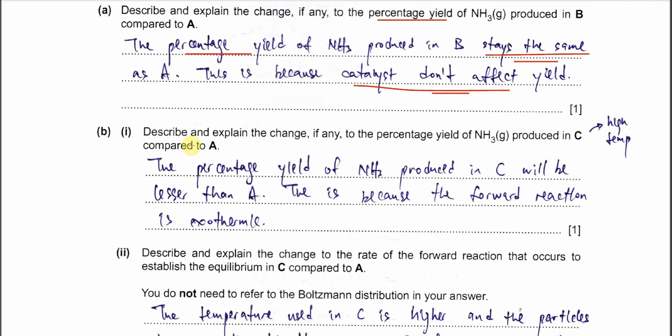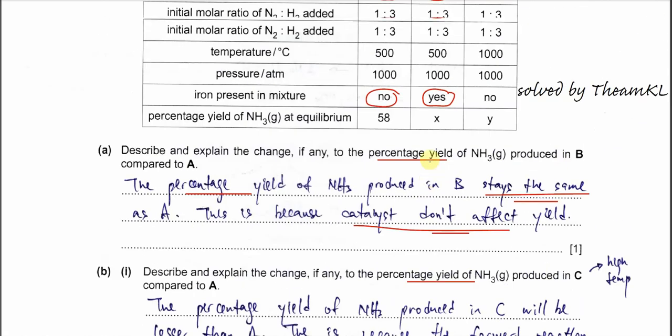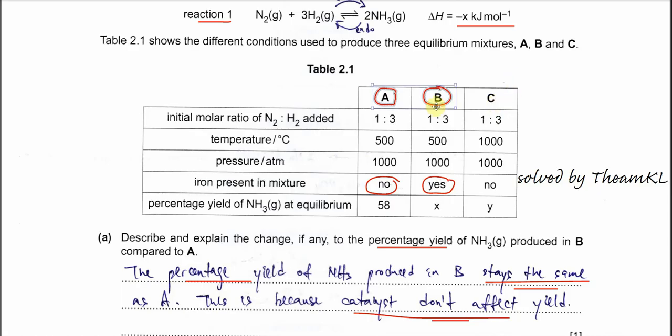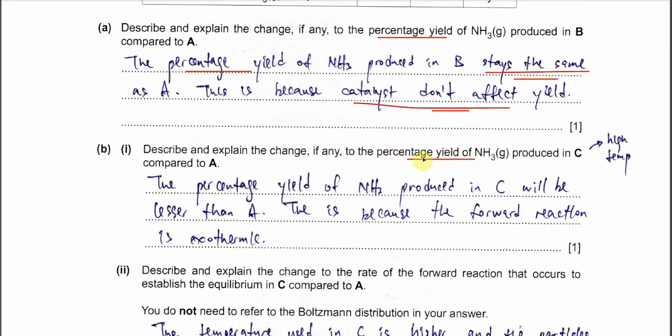Part B1. Describe and explain the change, if any, to the percentage yield of ammonia produced in C compared to A. Now let's compare C and A. The difference is the temperature. So in C, the temperature is higher than A. So now it's asking again about the percentage yield of the ammonia in C.